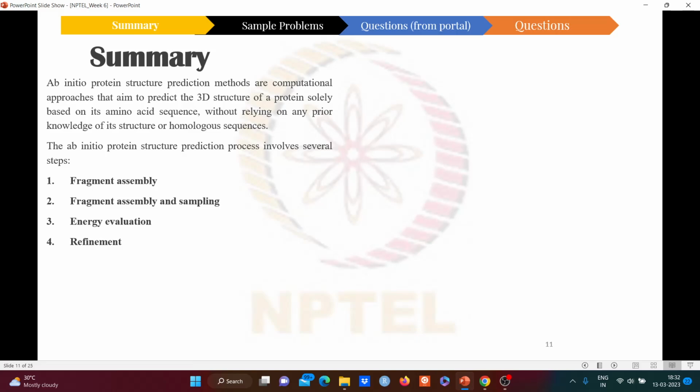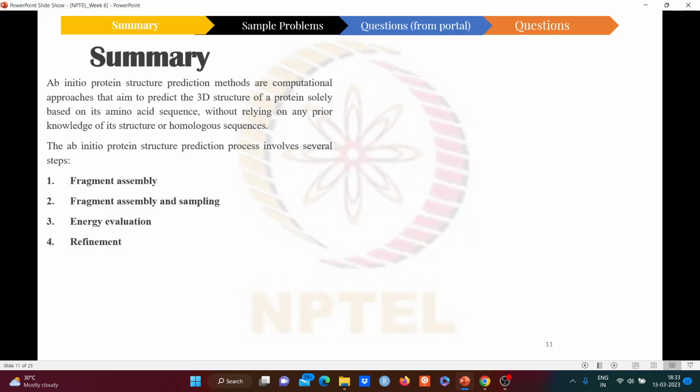Once a large number of conformations have been generated, their energies are evaluated using a physics-based function that takes into account the interactions between the atoms. The lowest energy conformation is assumed to be the native structure. The final step is to refine the predicted structure using energy minimization or molecular dynamics simulation, which helps to optimize the structure and remove any steric clashes or structural errors.